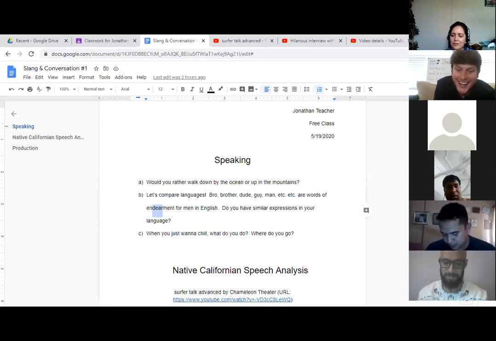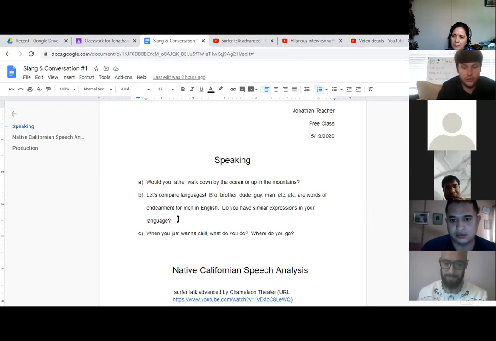So a term of endearment is basically a nice word for someone that you like, like your family or your friends, someone that you want to show affection to. So these are terms of endearment, words of affection. Good guys. I really liked how we compared languages like that.